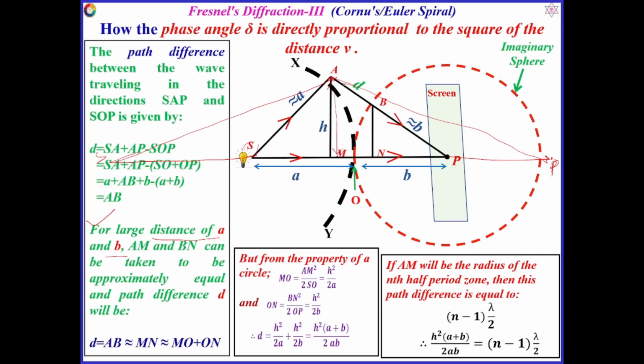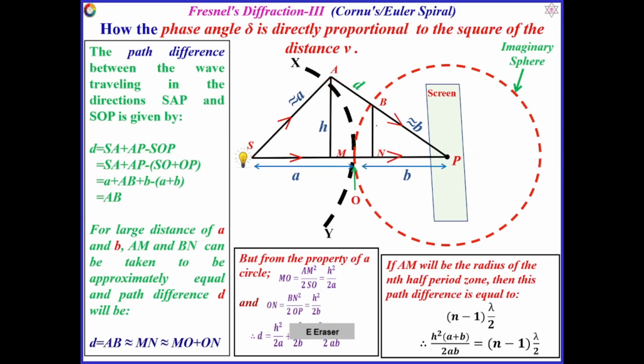AM this height and this height will be approximately equal. As much as we go away from this point O, that means if A is so large and B is so large, then the heights AM and BN will be equal. If I consider again a larger distance towards this side, then A and B will be at equal height. If it is so, then this distance will be equal to this distance.